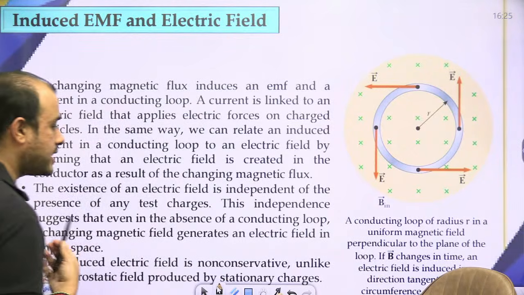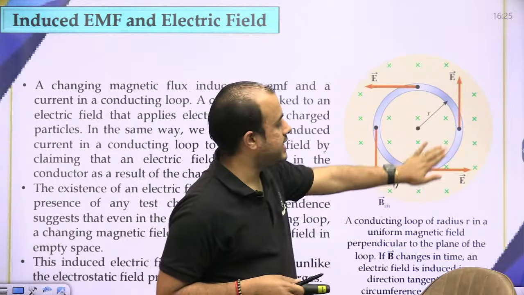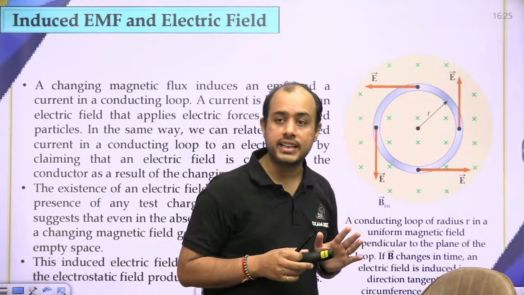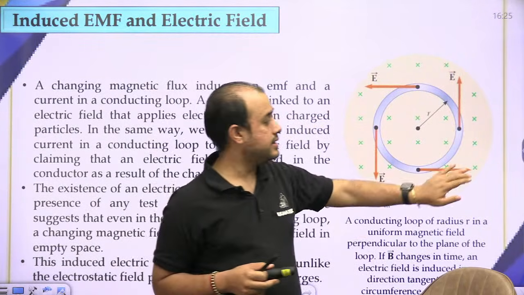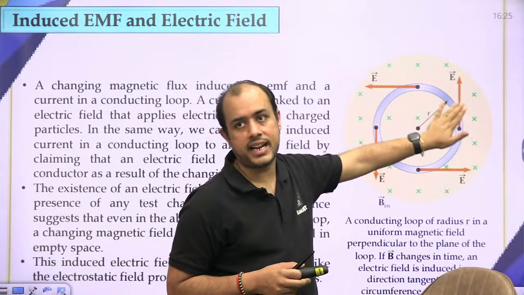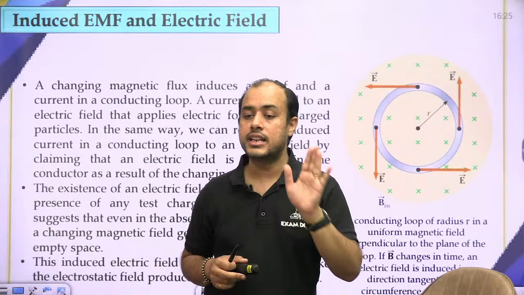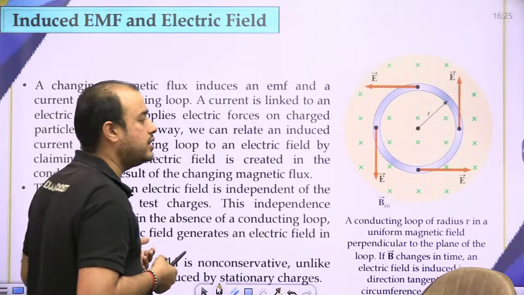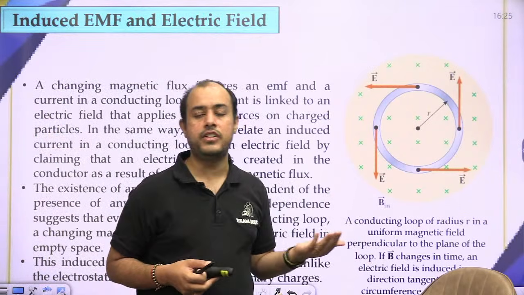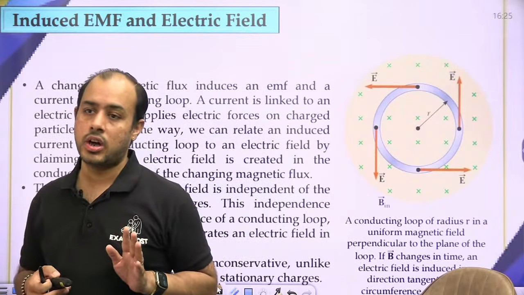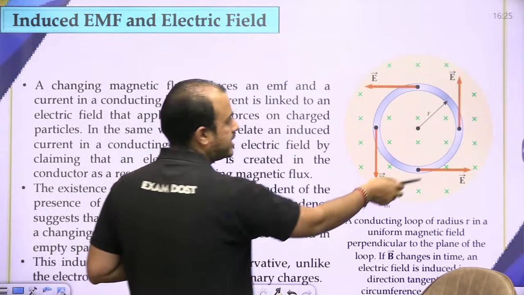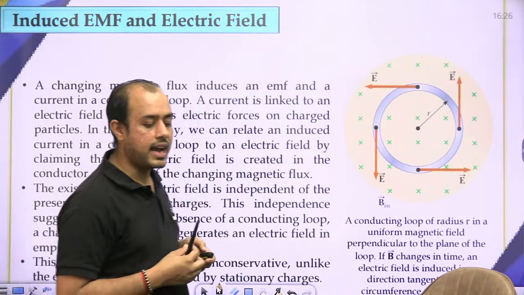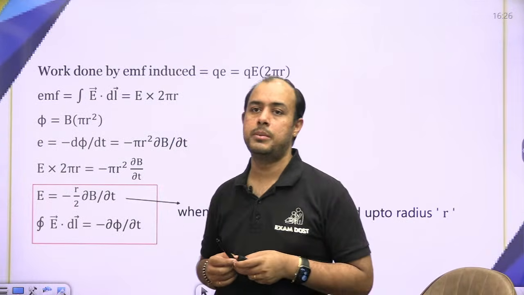ठीक है? So as I told beta, when magnetic field changes with respect to time, these crosses are the magnetic field. तो जब मैग्नेटिक फील्ड टाइम के साथ वेरी करता है, then in a loop we will observe that there is an EMF. लूप के अंदर अपने को EMF नजर आएगा. And EMF is line integration of electric field. So if EMF is there, electric field will be there. But this electric field will be non-conservative. That means line integration of electric field over the loop will be non-zero.